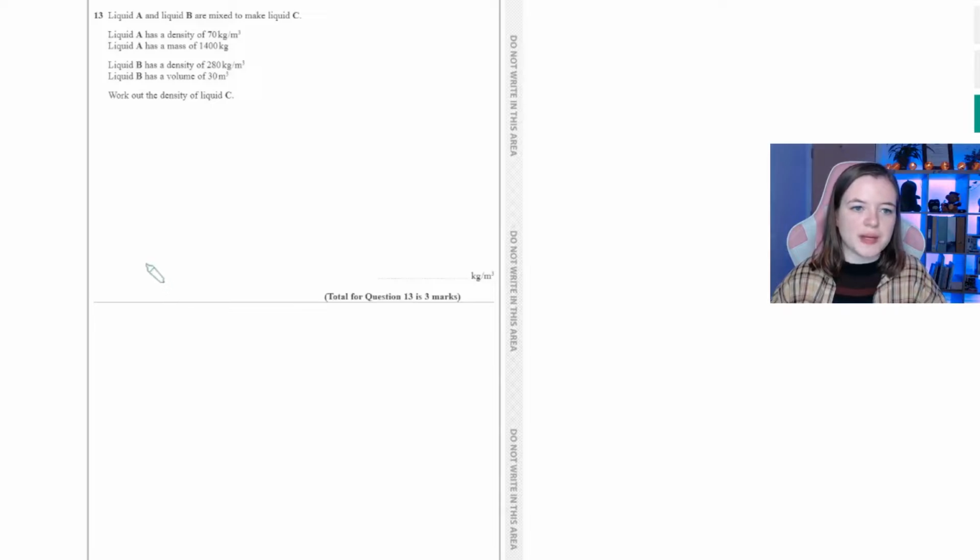Question 13. Liquid A and liquid B are mixed to make liquid C. Liquid A has a density of 70 kilograms per meter cubed. Liquid A has a mass of 1400 kilograms. Liquid B has a density of 280 kilograms per meter cubed. Liquid B has a volume of 30 meters cubed. Work out the density of liquid C.